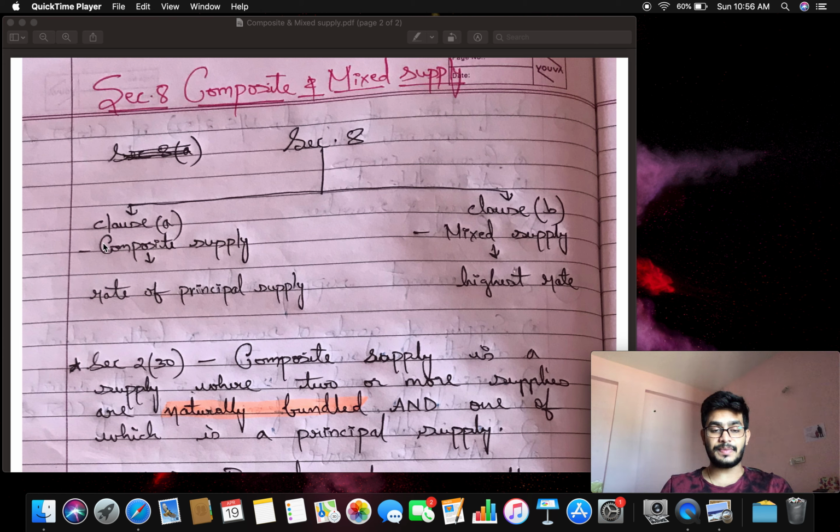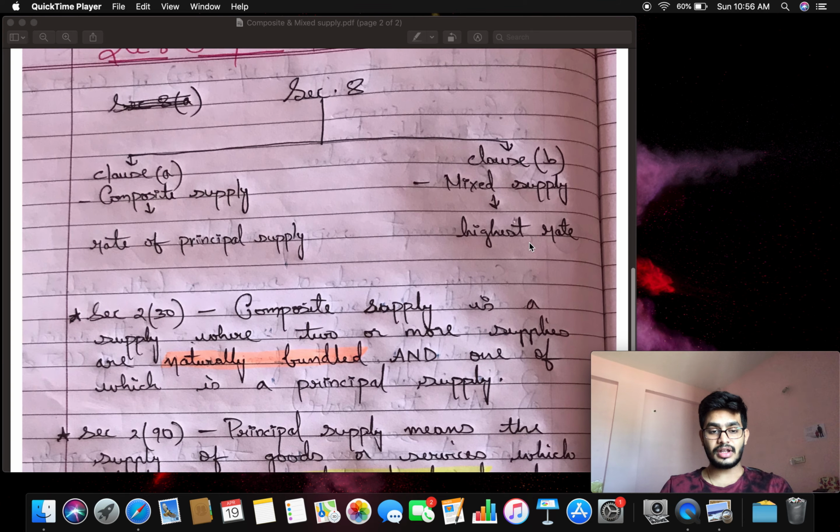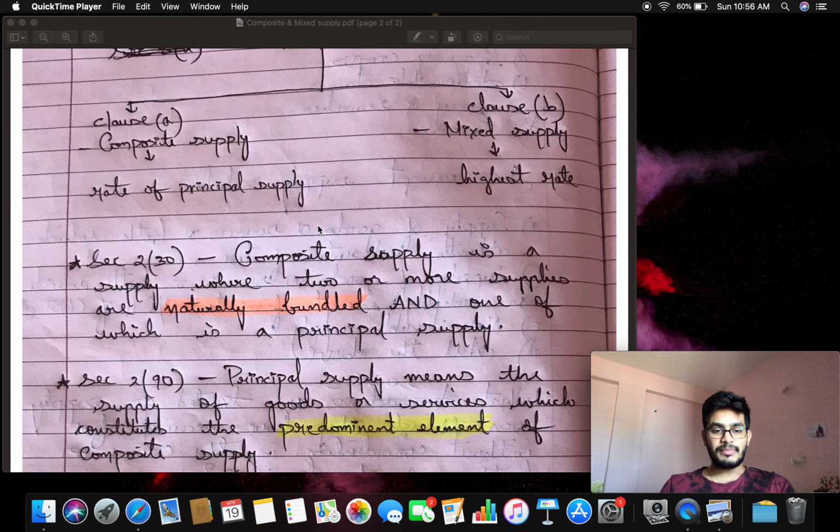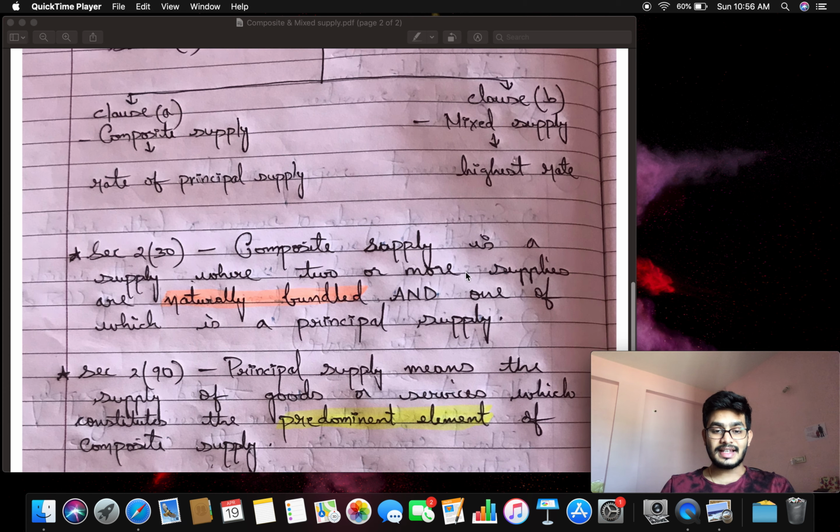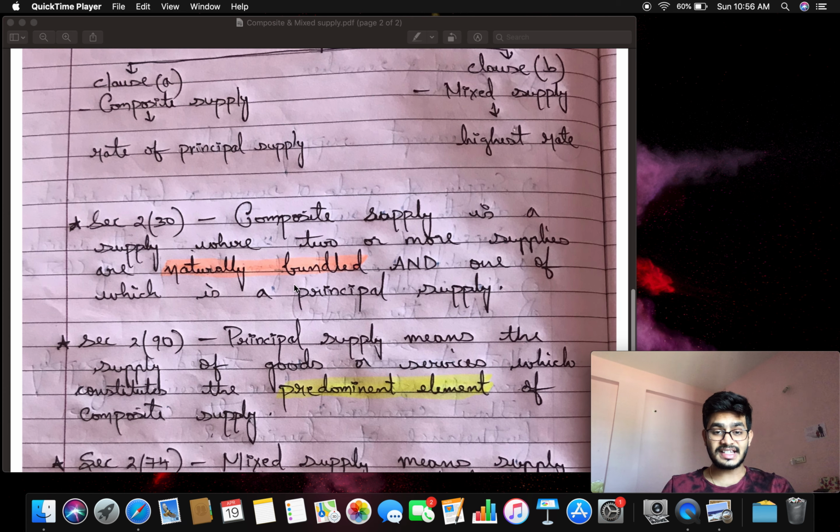Section 8 clause A speaks about composite supply and section 8 clause B speaks about mixed supply. Composite supply is defined by section 2(30). It is a supply where two or more supplies are naturally bundled and one of which is a principal supply. What is naturally bundled? How can we say that it is naturally bundled? Is there any specific method or formula to identify whether it is naturally bundled or not? There is no such formula or method. We have to identify it by using logic.